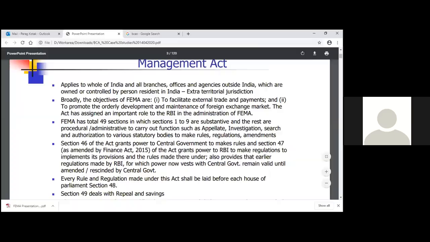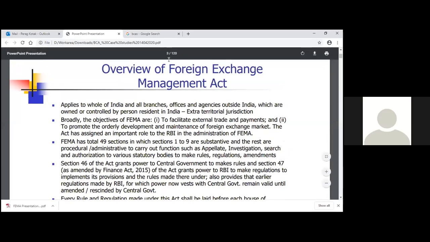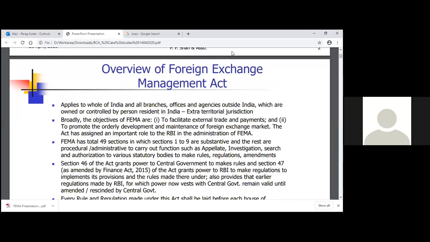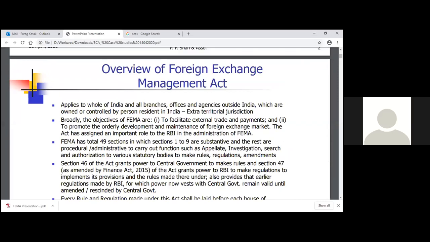And before we go to the case studies, I've also summarized the provisions of the law and how the structure of the FEMA is and how these provisions of the FEMA are trying to regulate the transactions of the residents as well as the non-residents.